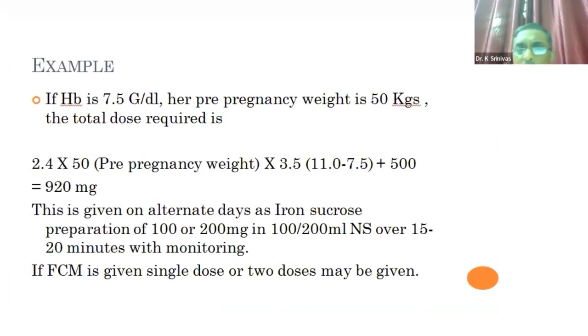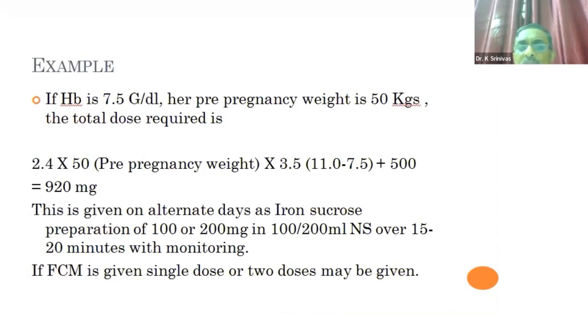Very important. Number one, it is IV. Number two, it is given in dilution in normal saline. Number three, it should be quickly finished in 15 to 20 minutes. There is no need for test dose giving, right? So with these things, you totally calculate.